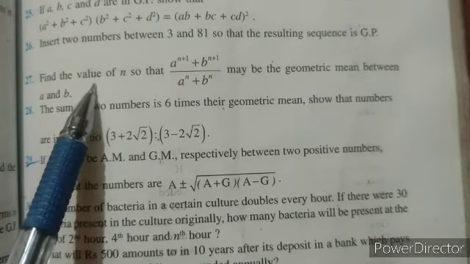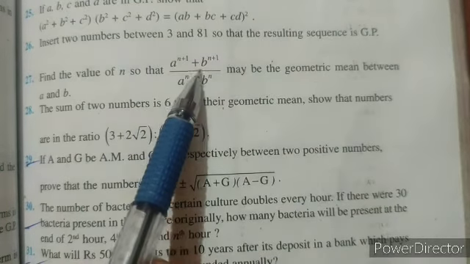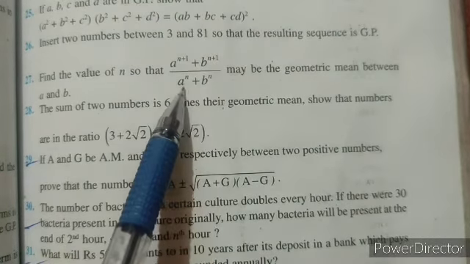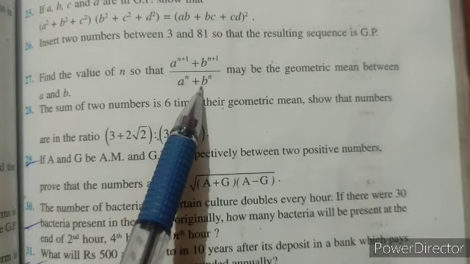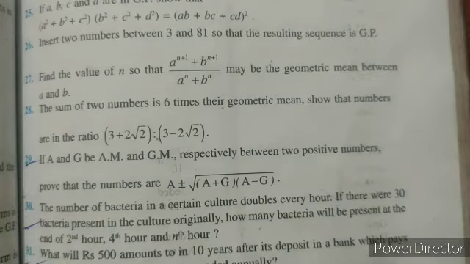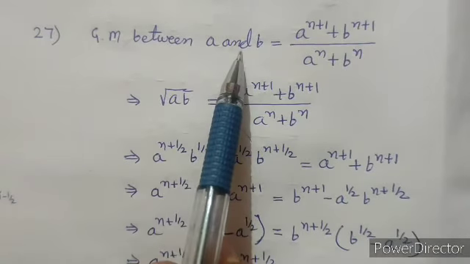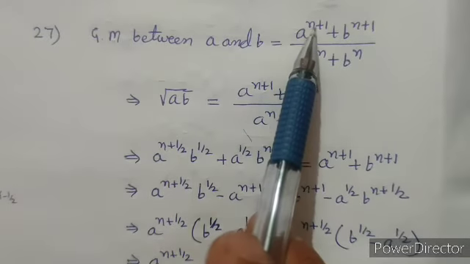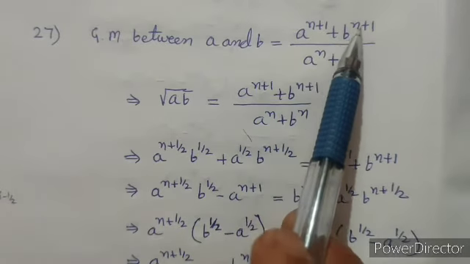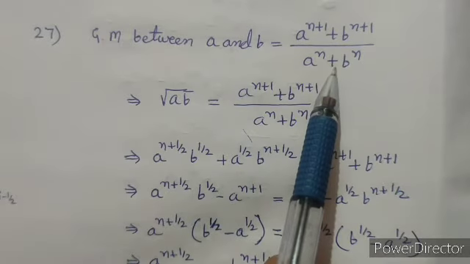Now in question number 27, we have to find the value of n so that a raised to power n plus 1 plus b raised to power n plus 1 upon a raised to power n plus b raised to power n may be the geometric mean between a and b. Here, the geometric mean between a and b is given to us as a raised to power n plus 1 plus b raised to power n plus 1 upon a raised to power n plus b raised to power n.